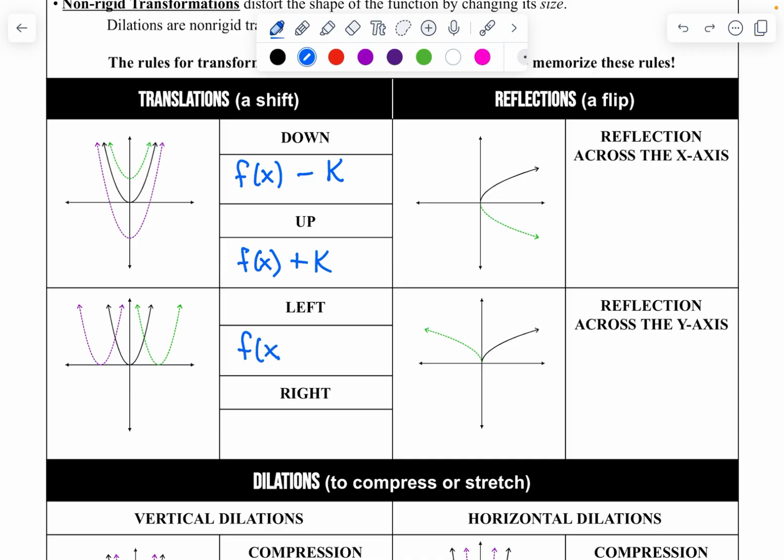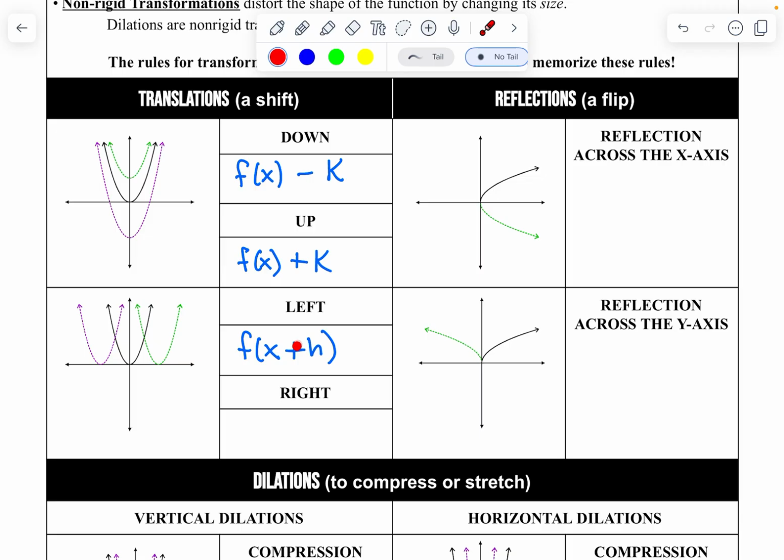And h is always inside the main function operation, and it's the opposite sign of what you see. So if you see x plus a number, then it means that h is actually negative and we've shifted to the left, so it would correspond to this graph here. If we see x minus a number, then we know h is positive and it would have moved right. It would correspond to this green graph here.